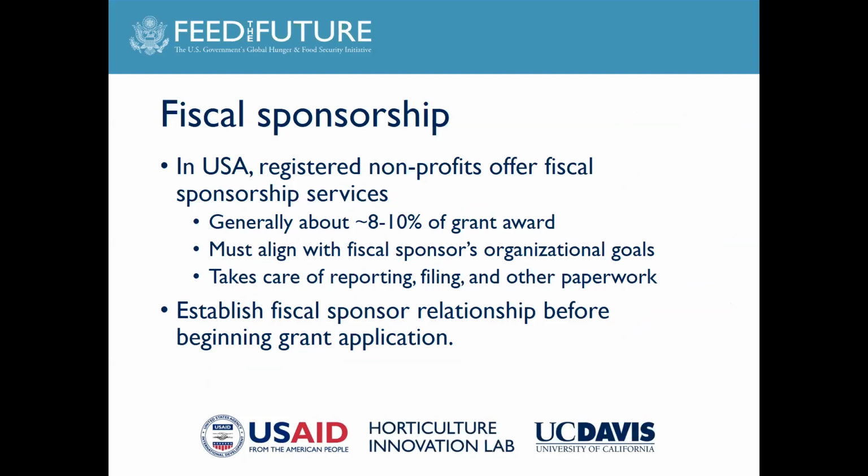Generally, the fiscal sponsor will keep about 8 to 10% of the grant award, and that is their payment essentially for being this liaison with the home country tax status. They also, much like a grant application, want to see that you align with their organizational goals, and they'll take care of the reporting and the filing and paperwork. So in a sense, that 8 to 10% is really well spent because that's time that will be saved from your staff in dealing with reporting and paperwork and compliance stuff.